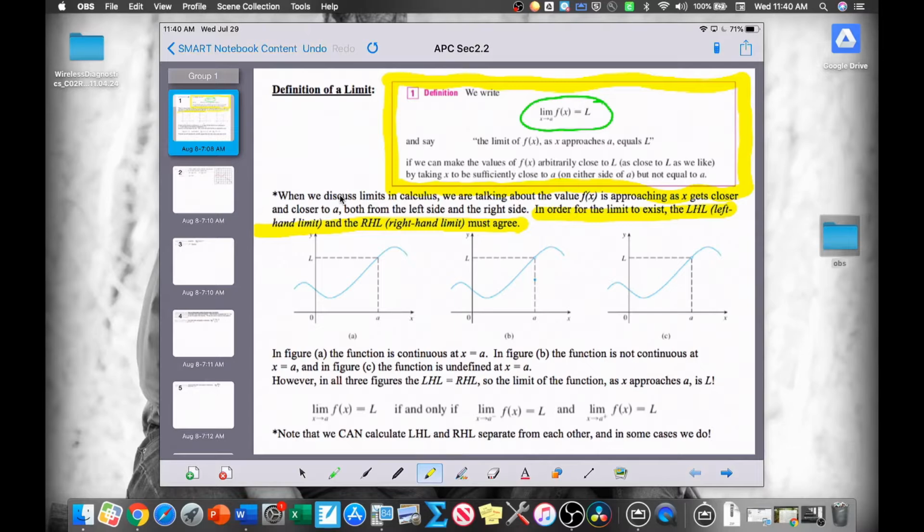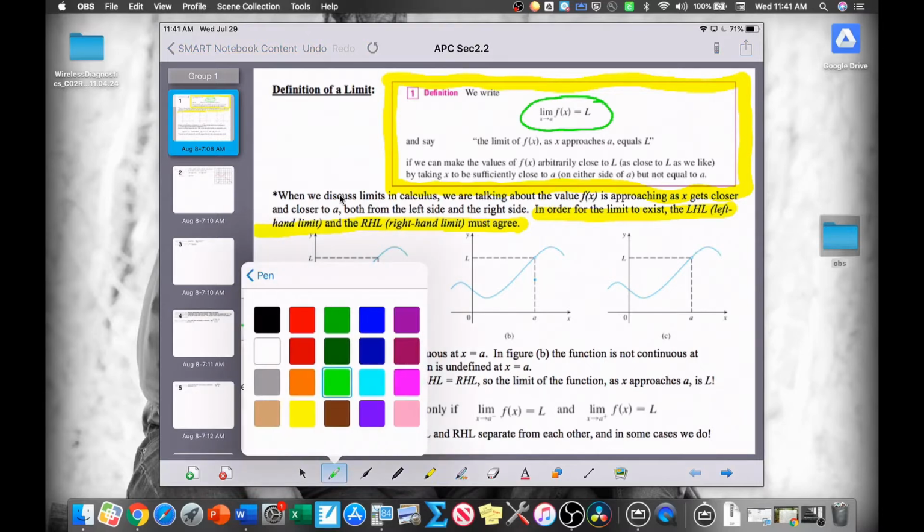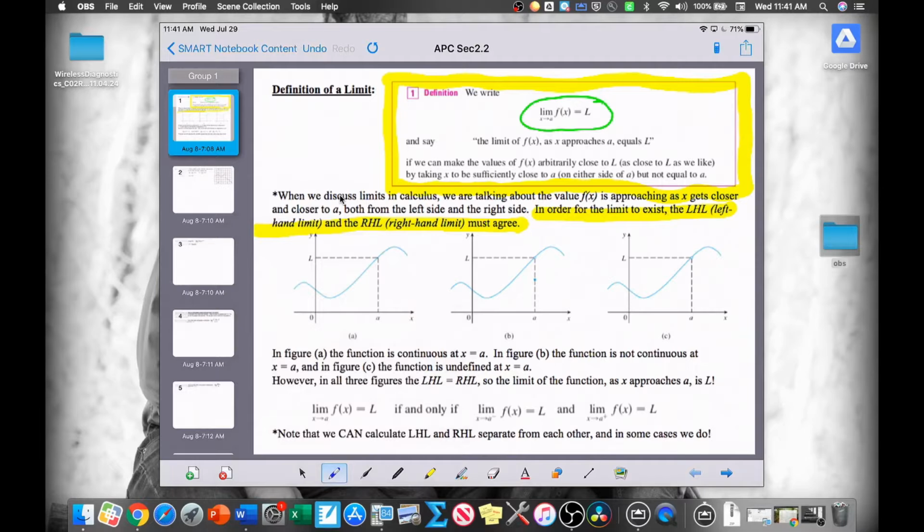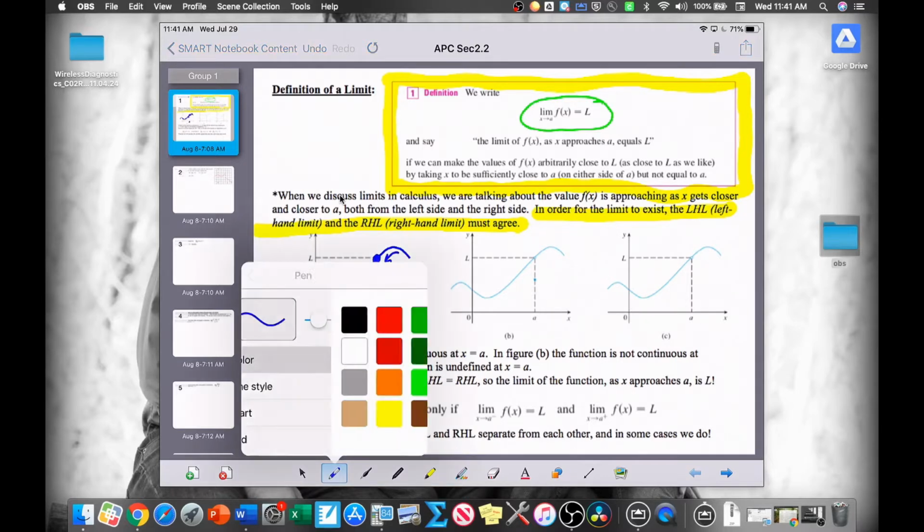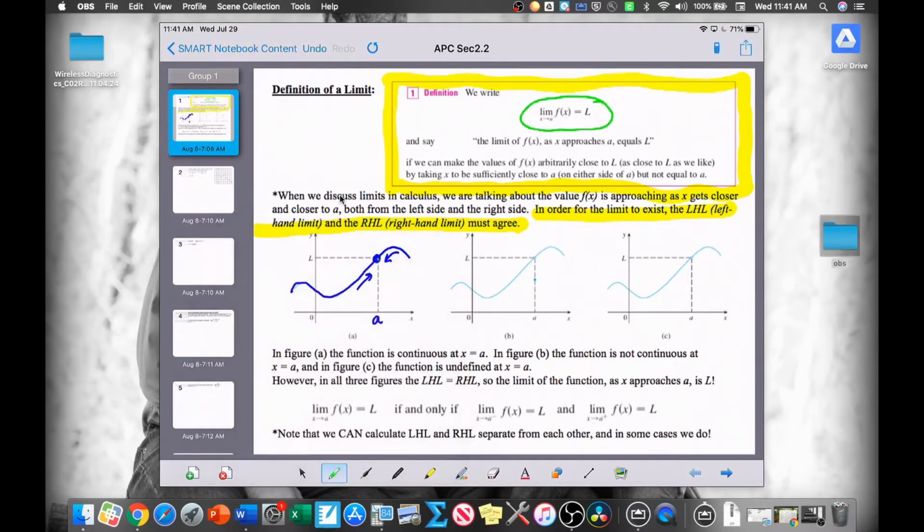But right now, let's take a look at the three graphs that we have below. So in the first graph, we have a picture of some continuous function. And so this is a situation where when x equals a, the limit as x approaches a from the left side and as x approaches a from the right side, the value of the function is that value L right here, right? They both approach the same, as they both approach a from the left and the right, the value of the function is L.